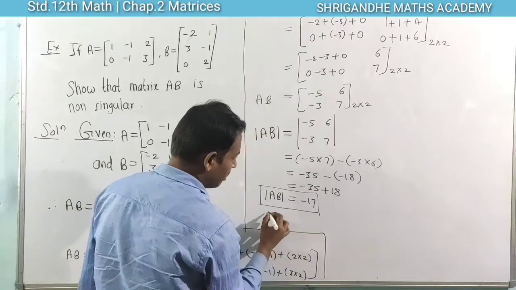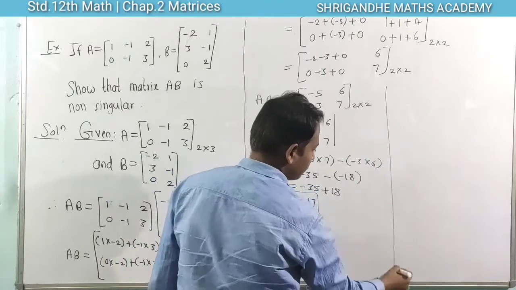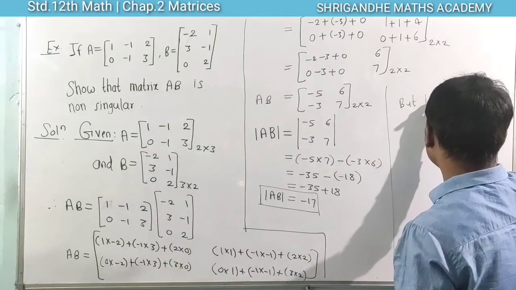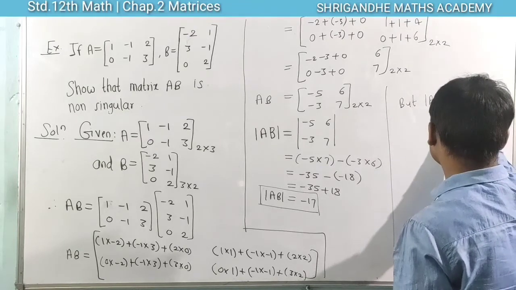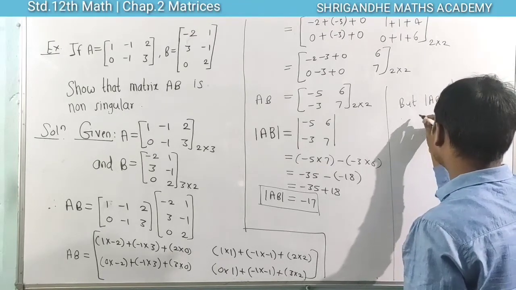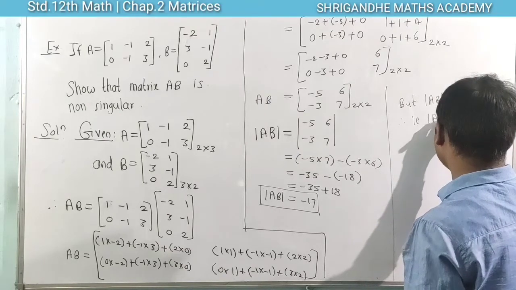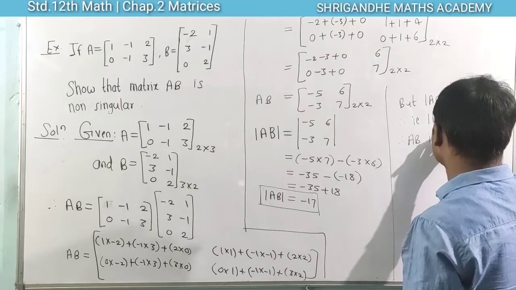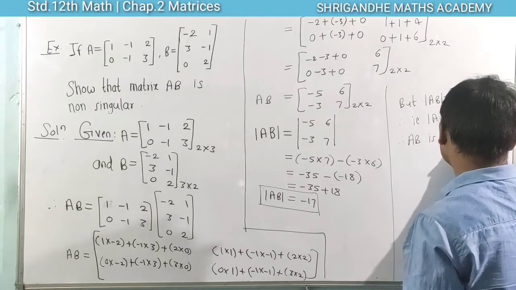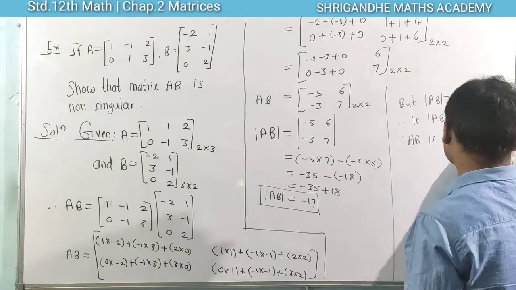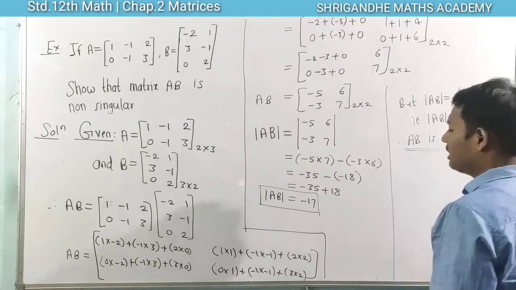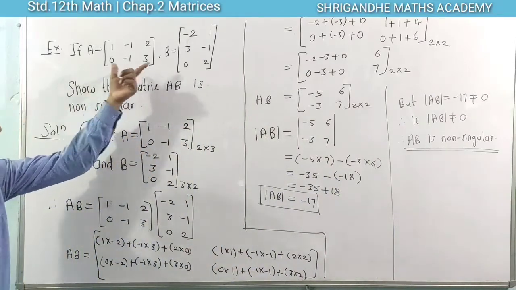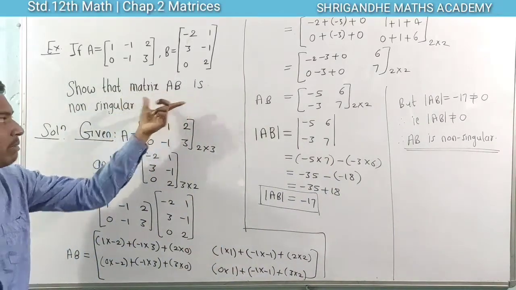But mod AB is equal to minus 17, not equal to 0. Therefore mod AB is not equal to 0. Therefore AB is non-singular. This is how to show that if two matrices A and B are given, then matrix AB is non-singular.